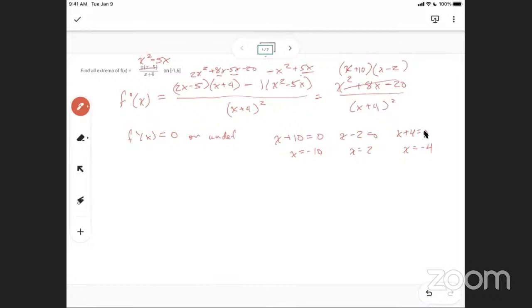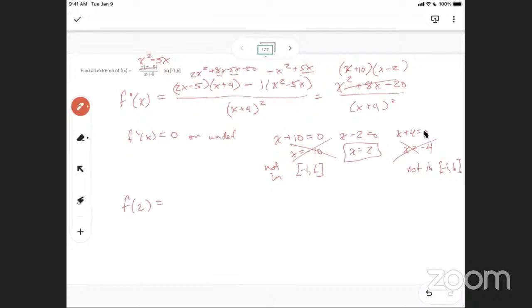Okay, and now let's look at what it said over here in the directions. It said on the interval from -1 to 6. So we can actually get rid of -10 and -4 because they're not in the interval, right? Not in -1 to 6. So that's why I'm getting rid of both of those. So really, I just have to look at 2, and that's it. So 2 is my extrema, but they probably want the actual point itself. They don't want you just to write x equals 2. So now let's go plug that back in. So let's find f of 2.